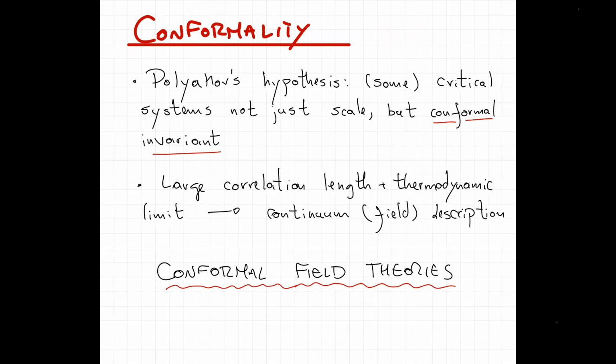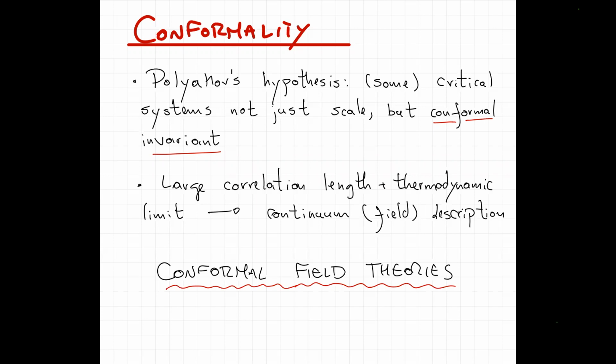Now a crucial thing is that sometimes these critical systems are not only scale invariant, but they are actually conformally invariant. This is a hypothesis made by Polyakov. Conformal invariance, and you should know what this is, otherwise these lectures maybe are not for you, is invariance under changes in the metric which preserve angles. So it's not only scale invariance, there are more complicated things that you can do which preserve angles.